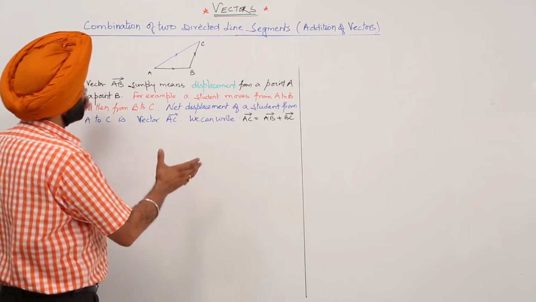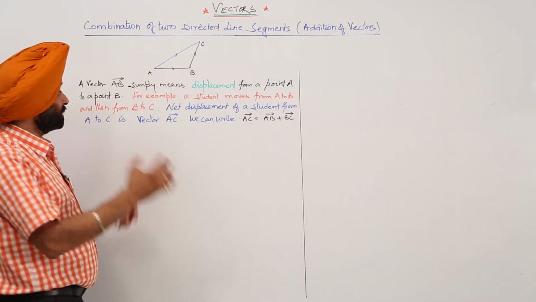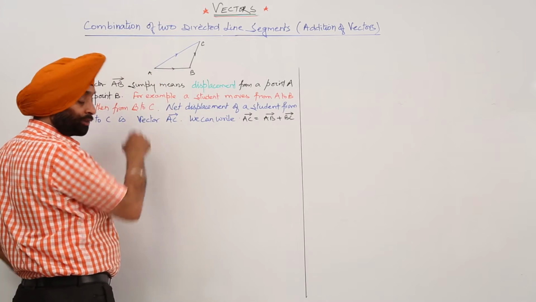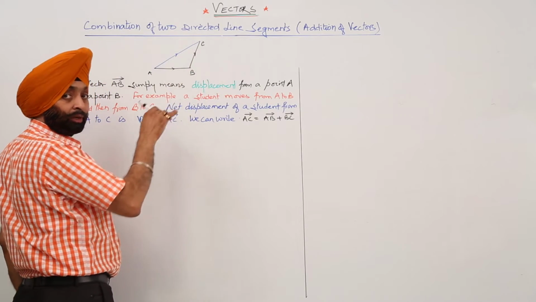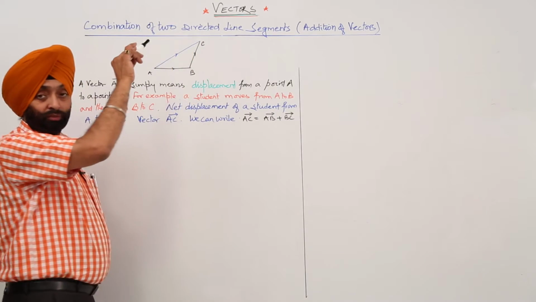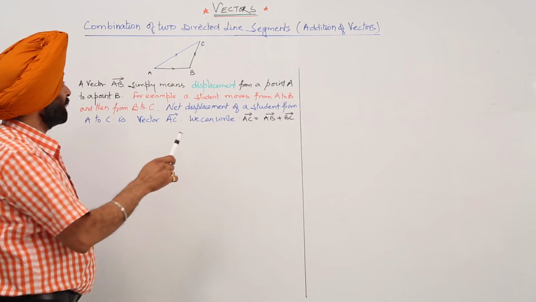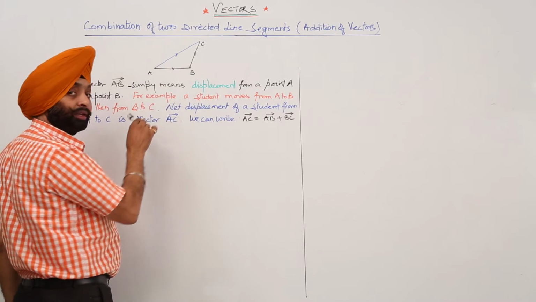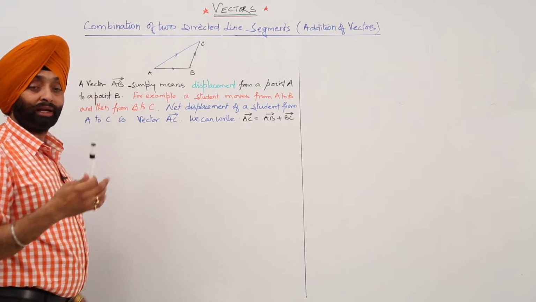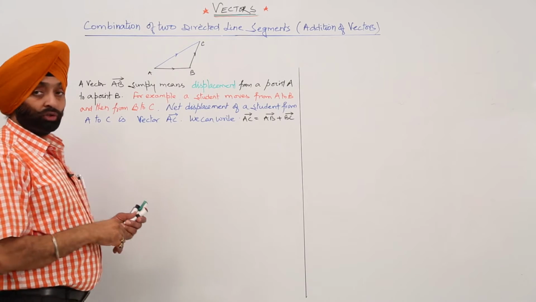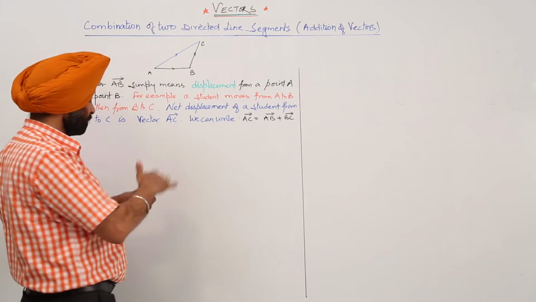So this was a simple concept in vectors. If a student is at point A, goes from A to B, then from B to C, he reaches point C. When he reaches point C, we can say the net displacement of the student is AC. Also we can write it like this. Now I am explaining what it is.